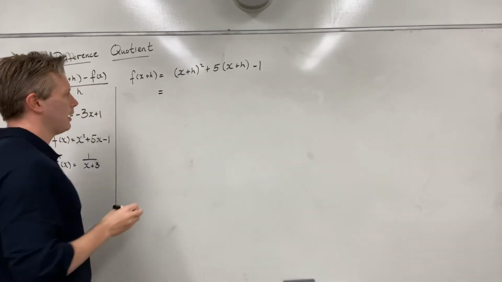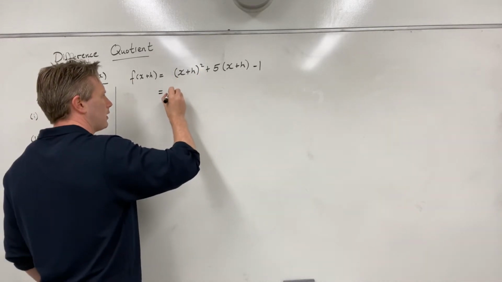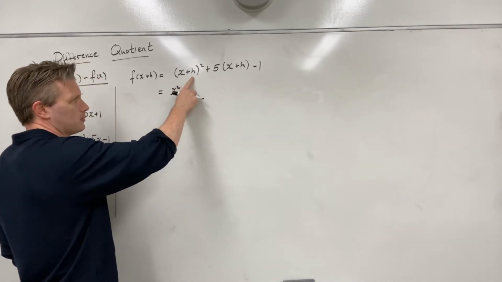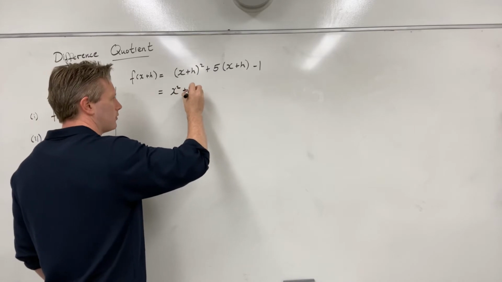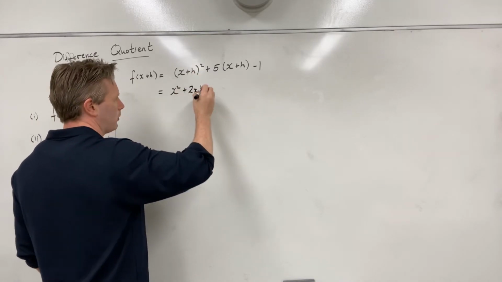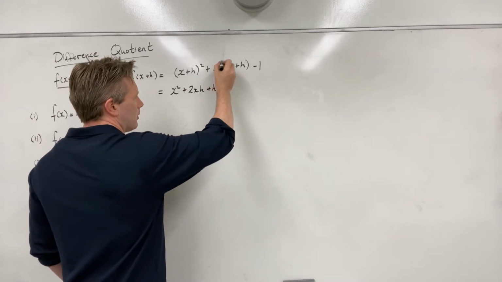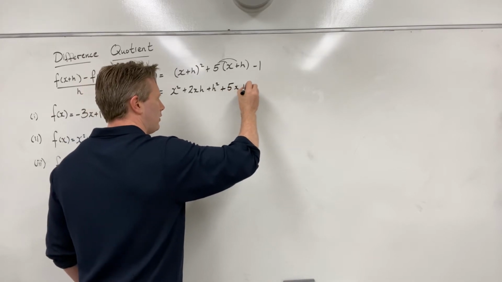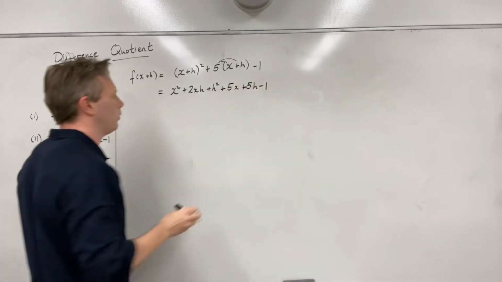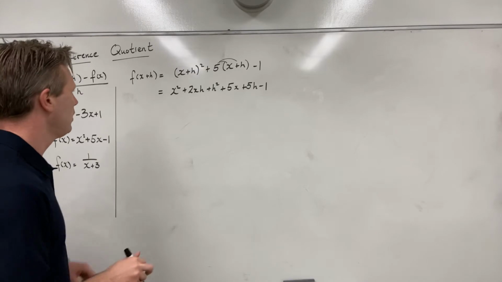Distributing out, x plus h squared is square the first term, that's x squared. Multiply the two terms together and double it, that will be xh times 2 is 2xh. And square the last term, it's plus h squared. Distributing in my 5 here, I get plus 5x plus 5h, and I get a minus 1. I'm just going to leave it like that for now.